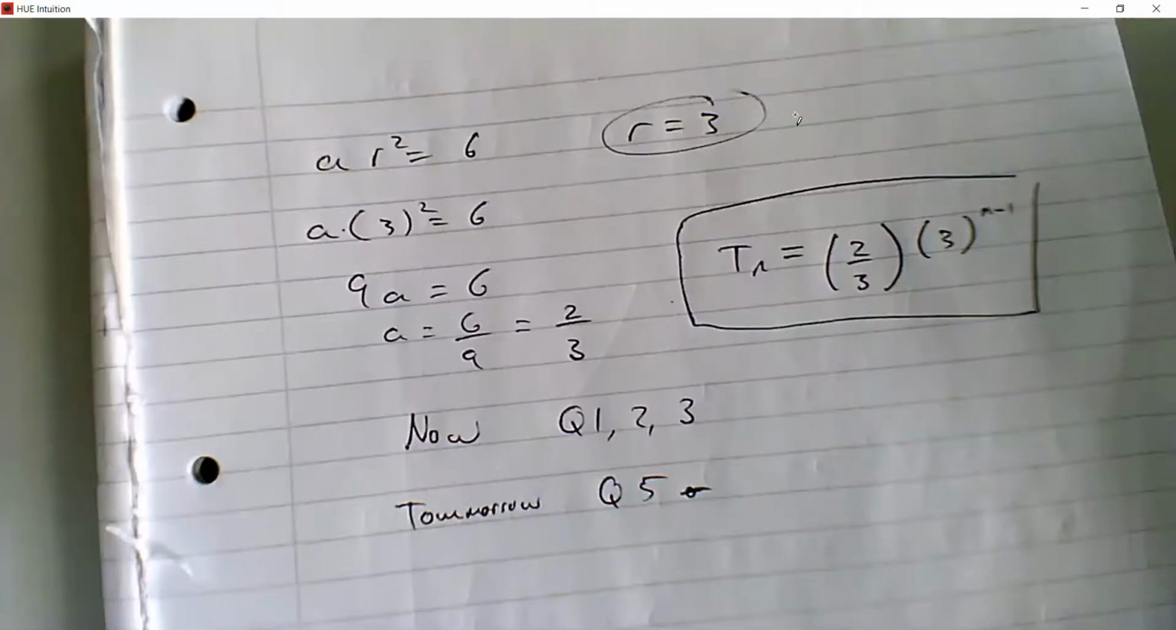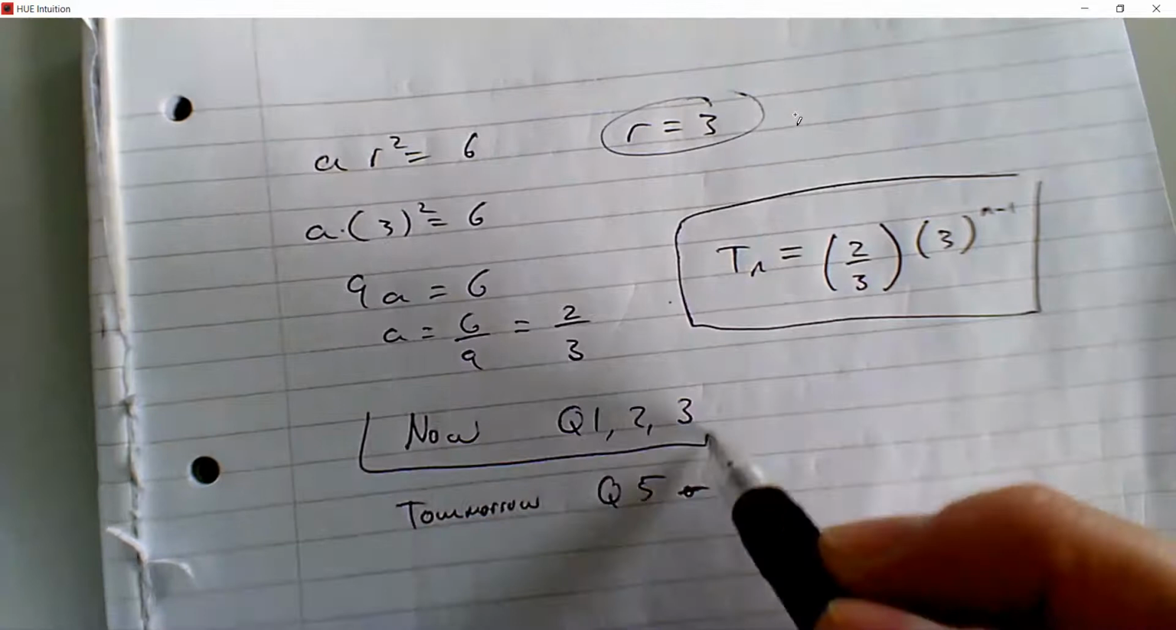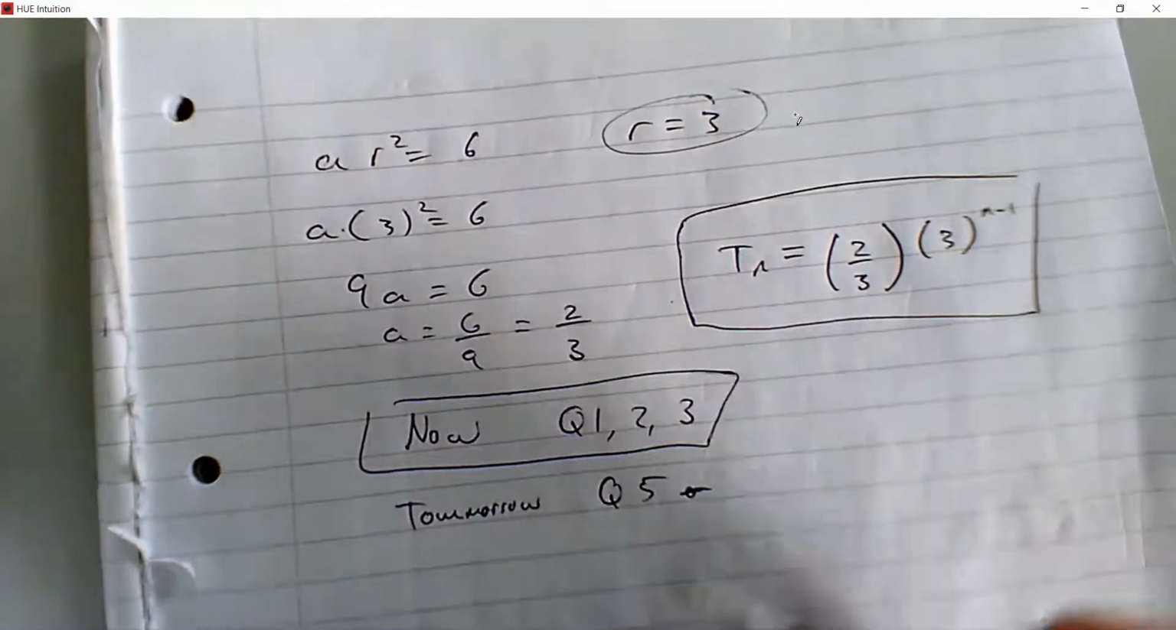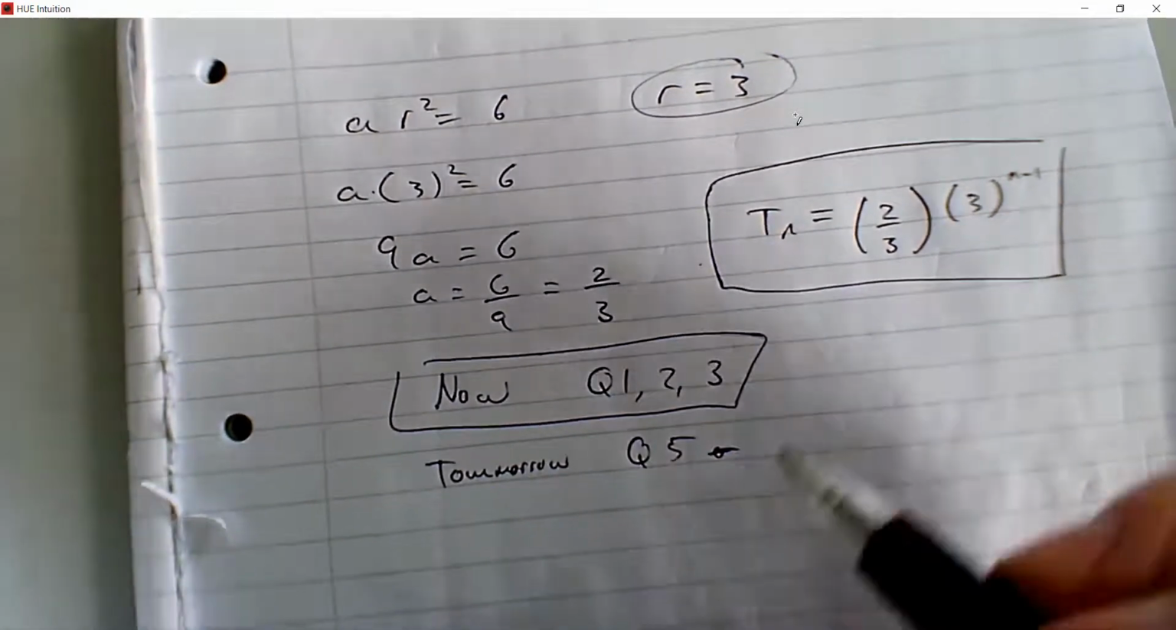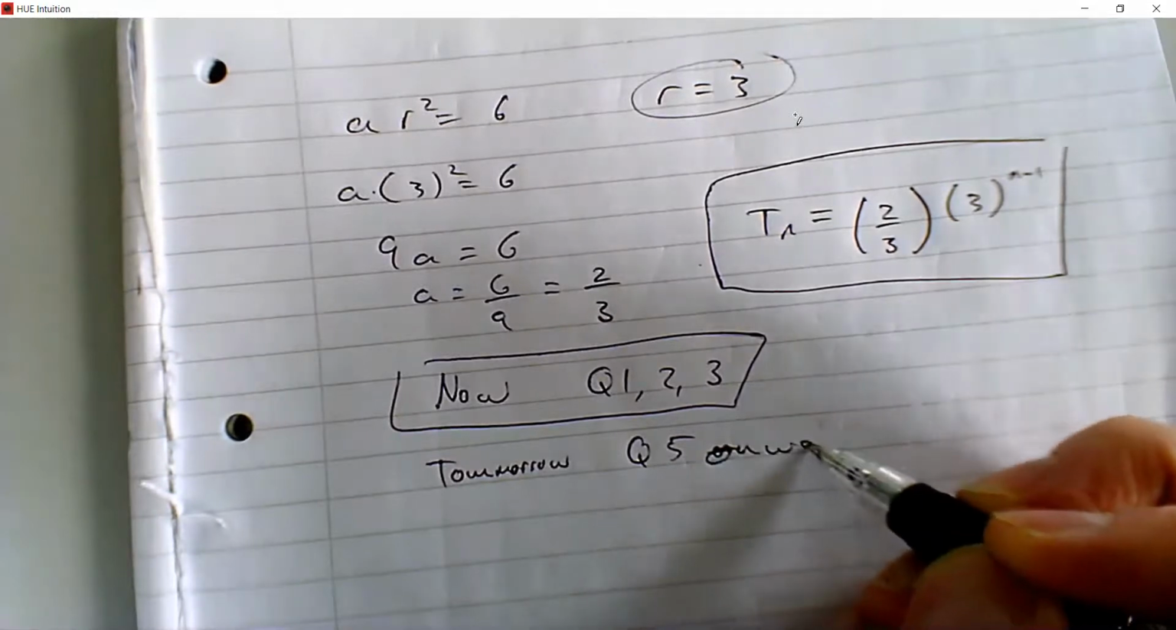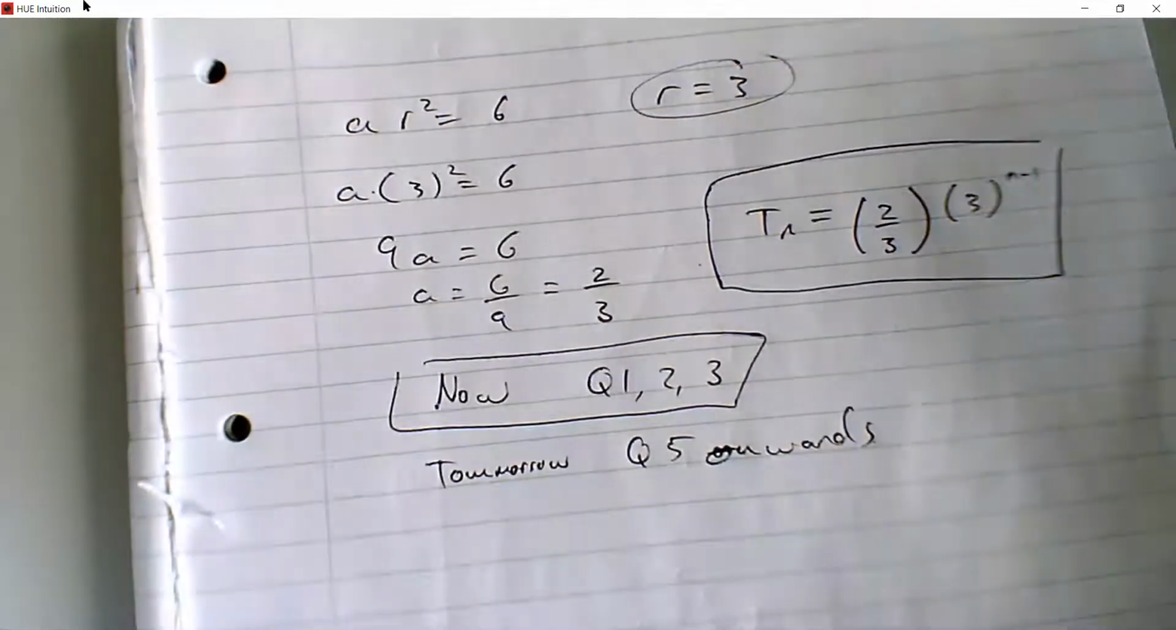I'm going to ask you now to just go and do questions 1, 2, and 3. So finish 1 and 2 and try 3 by yourself. Tomorrow we're going to do 5 onwards. Okay, so we'll leave it there. I'll talk to you then.